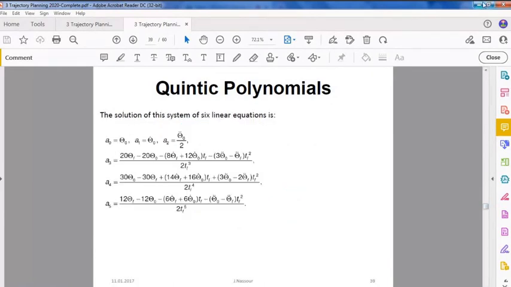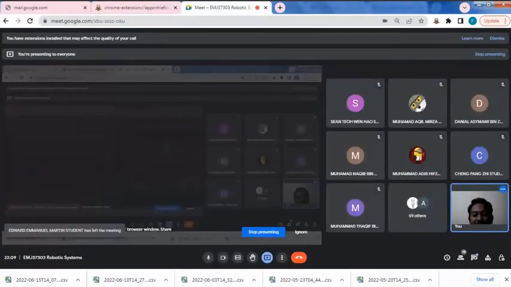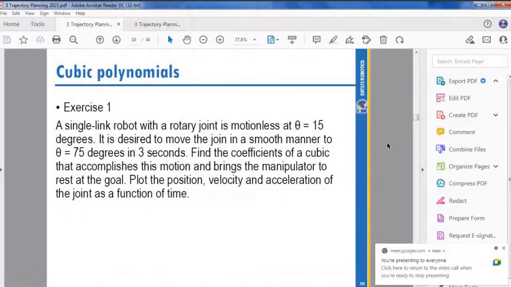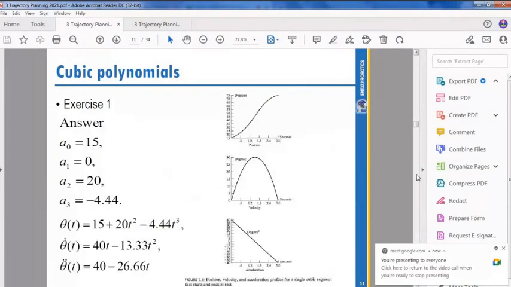So you can see more examples inside the slide that I give here. This one is without via point. Example 1. So you get the answer here. When you get this value, you put this value back into the equation: position, velocity, and acceleration.